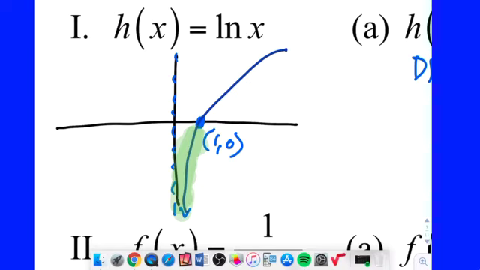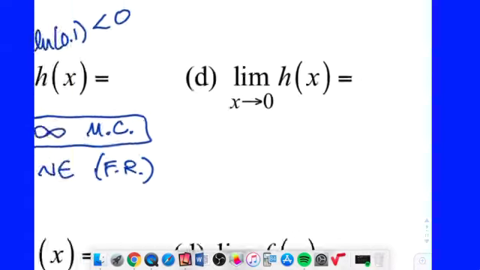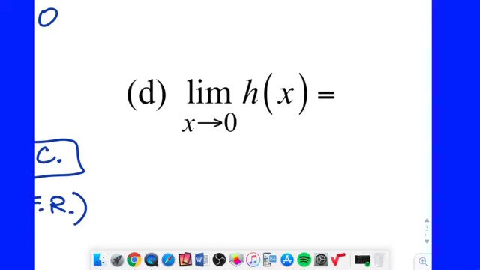Whereas if you plug a number that's too far away, like 2, where's 2? Right here. Natural log of 2 is a positive number. We're in the wrong spot, okay? So in general, try to go really close, like 1/10 away, all right? Now, what can be said, if anything, about the general limit as we approach 0?